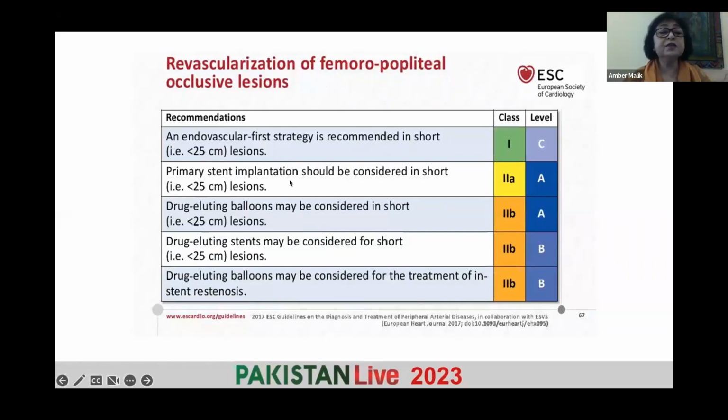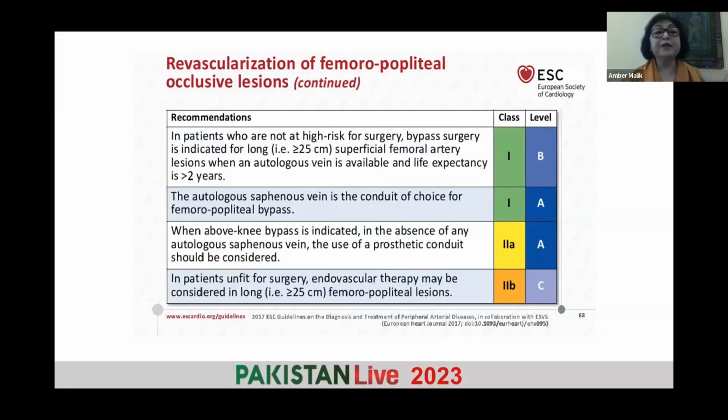For fempop lesions, less than 25 centimeter, endovascular first is class one. Everything else is class two. You can use primary stent implantation for short lesions. We will come back to the stents to understand why we do not want to put too many stents in the fempop lesions. And for long lesions, you can use drug eluting balloons, drug eluting stents, and drug eluting balloons also for in-stent restenosis. For patients who are not at high risk for surgery, bypass surgery is a class one indication for more than 25 centimeter lesions.